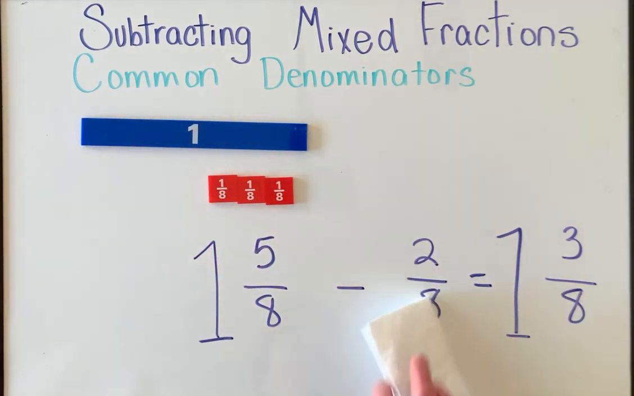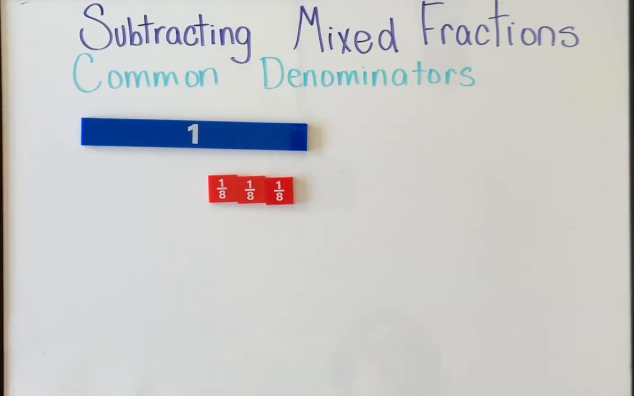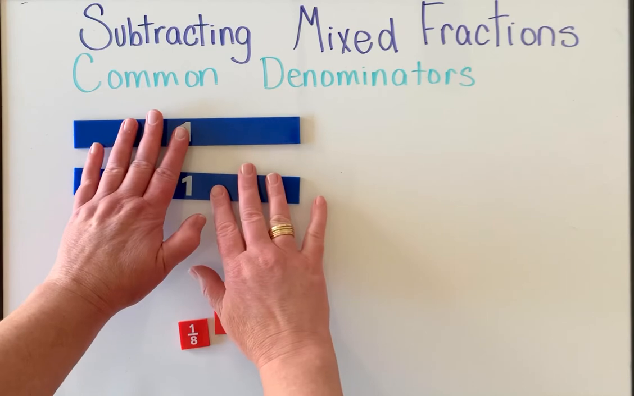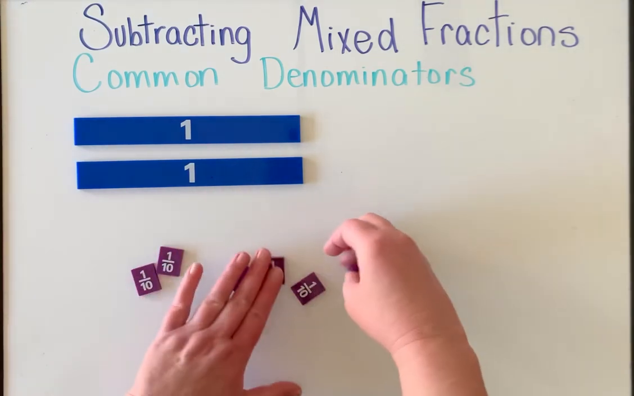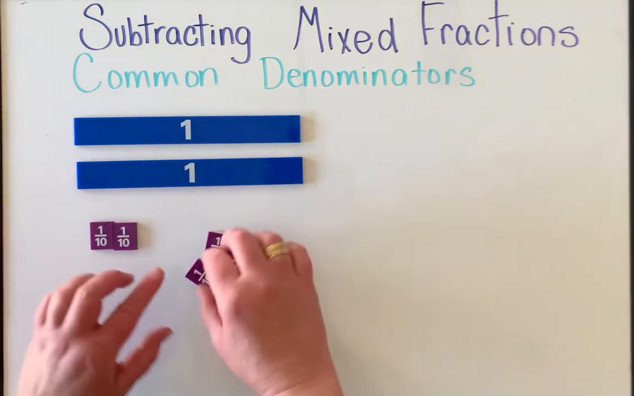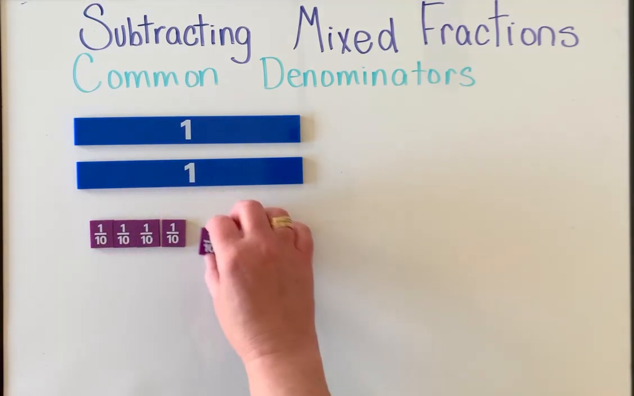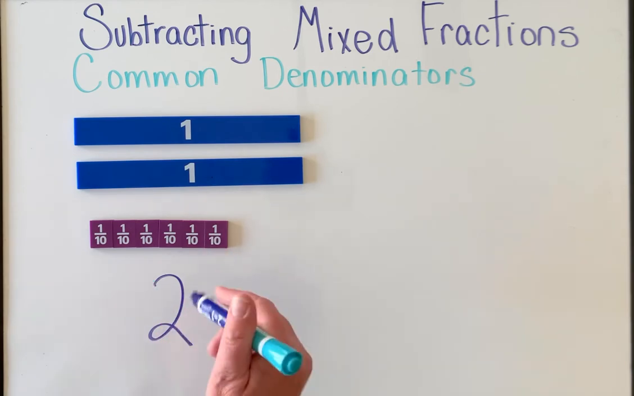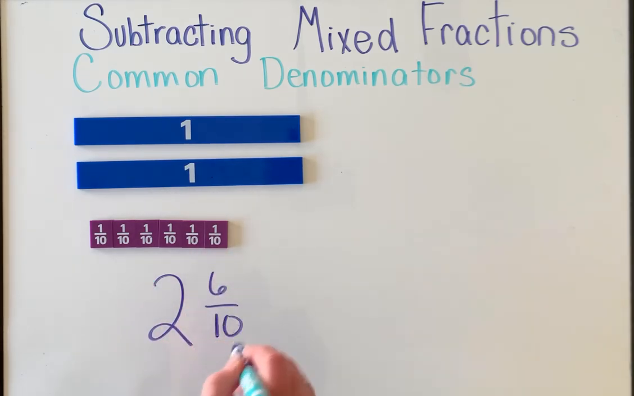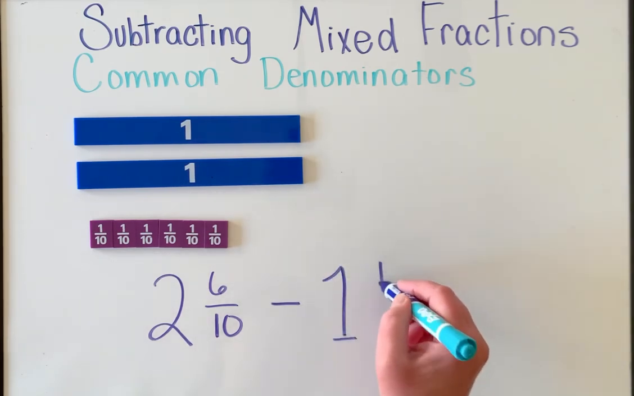Let's look at another example. This time, I'm going to build a bit of a bigger mixed number. Let's build a mixed number with 2 wholes and 6/10. So I'm going to begin by writing down the mixed number that we have. In a mixed number, we have a combination of wholes and fractional parts. Here I have 2 wholes, and 1, 2, 3, 4, 5, 6, 6/10. Now this time, we're going to take away 1 whole, 1/10.